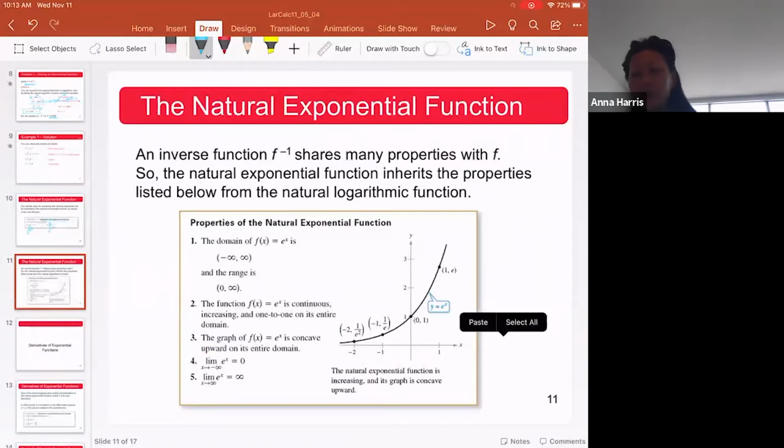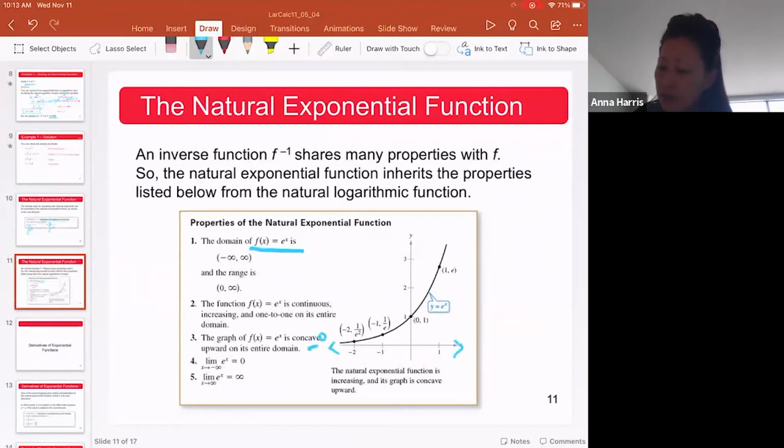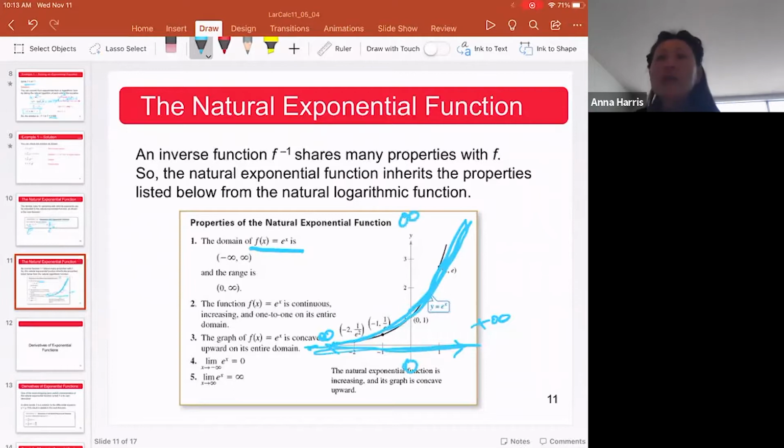Next one, let's look at the properties. Okay, properties of natural exponential functions. Domain of f of x equal to e to the x is negative infinity to positive infinity. As you can see, your function is going all the way like this. All right, but the range is where? Range starts at 0 to where? Infinity.